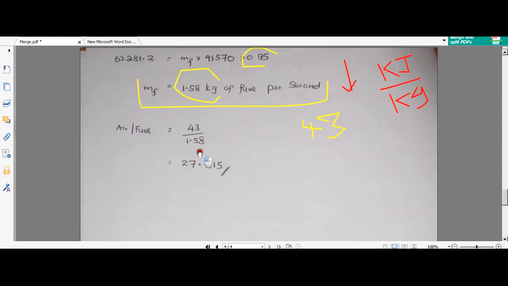So then you can evaluate air-fuel ratio. Air-fuel ratio means the ratio of airflow rate and the fuel flow rate, right? So airflow rate is 43, fuel flow rate is 1.58, right? So it is clear, done.